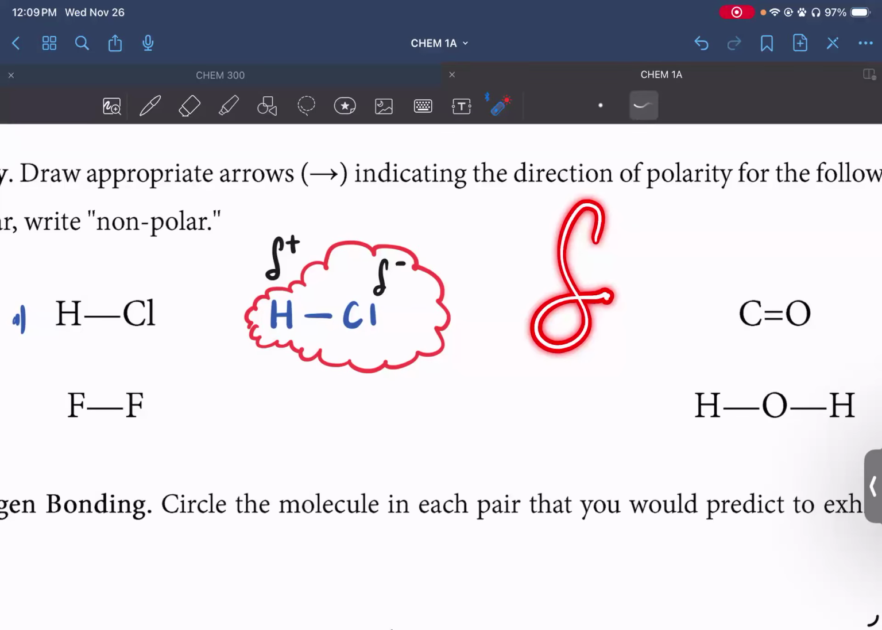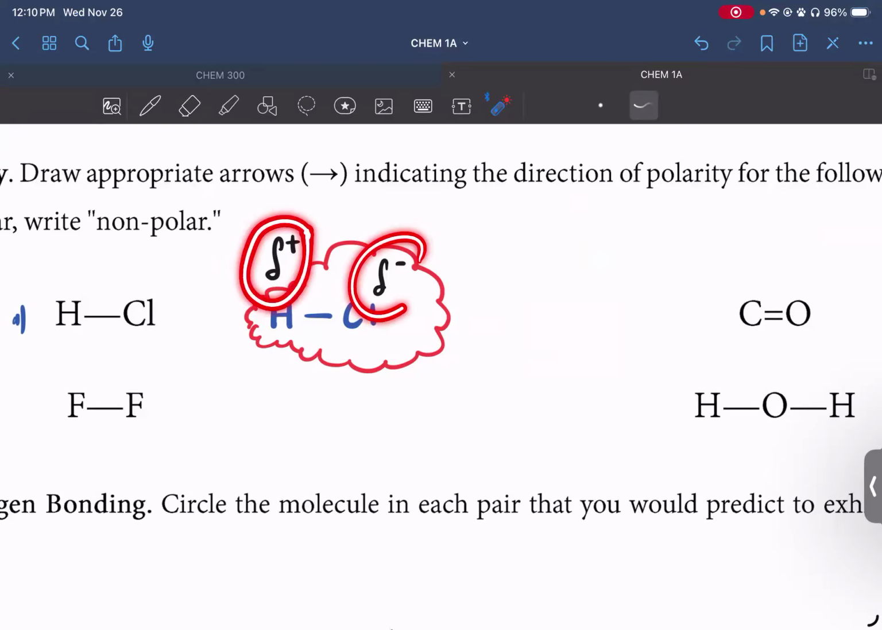If you've ever taken a calculus class, you've probably seen this when you've done derivatives. But in chemistry it simply means slightly. So you read this as slightly positive and slightly negative. The idea here is they are not formally positive or negative. However, due to that uneven sharing of electron density, they are slightly positive and slightly negative.